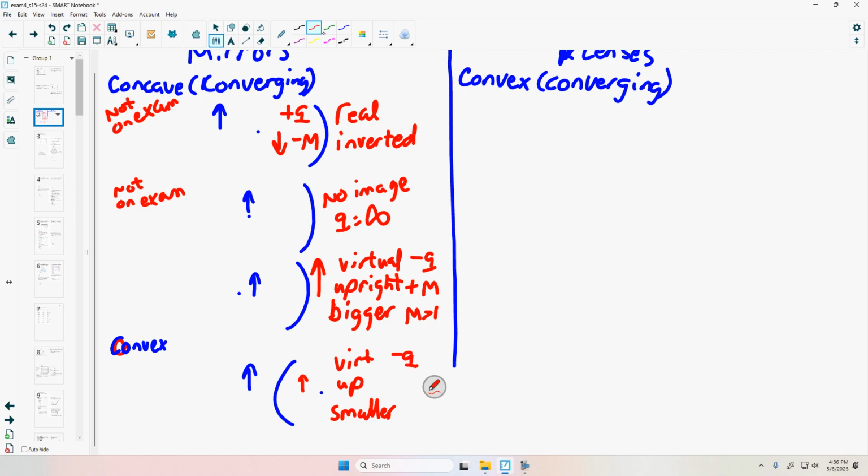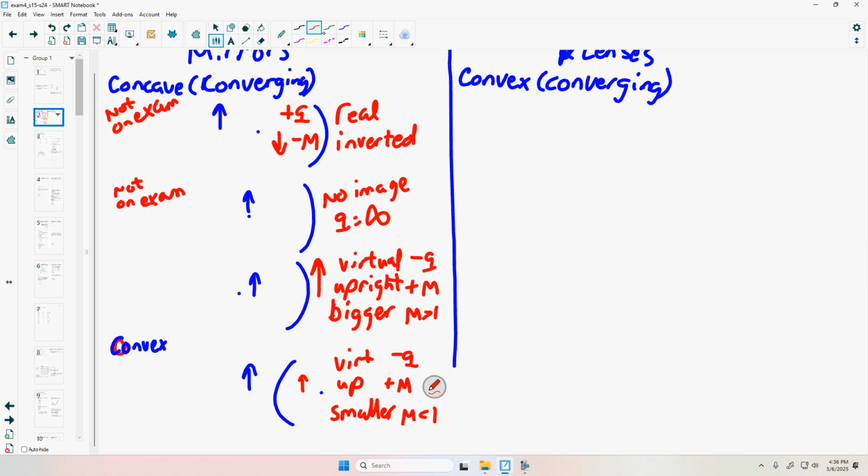Virtual means negative q, upright means positive M, and smaller means that M is less than 1, or really the magnitude of M is less than 1. So it's greater than negative 1 but less than 0. Okay, less than 1 in magnitude, but negative. Okay, those are the mirrors.